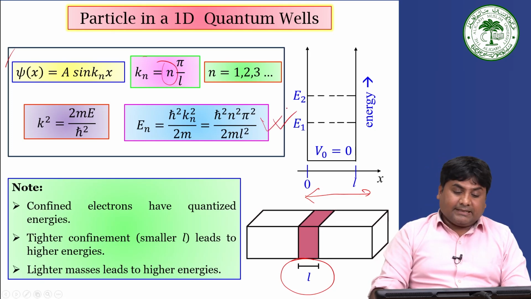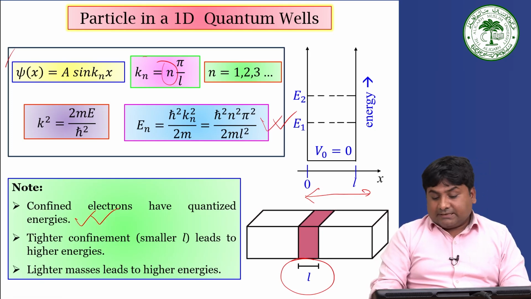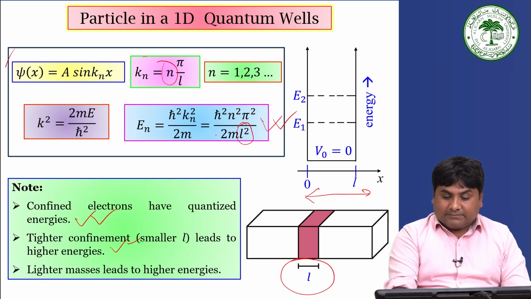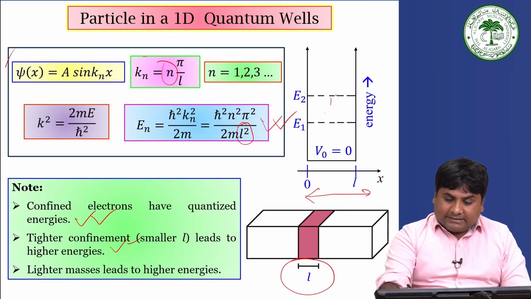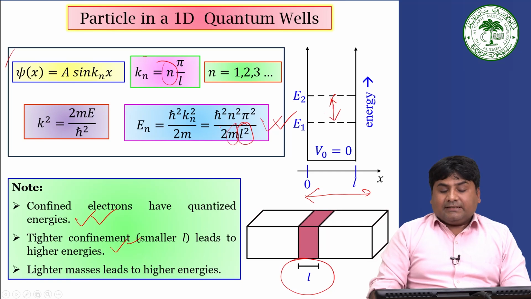You have to note here that confined electrons have quantized energies. The first point is that confined electrons have quantized energies in the quantum wells. The second is the smaller L. That means when the length is small, what will happen? That leads to higher energies, so the gap between the energy levels will be higher. One more parameter: lighter masses also lead to higher energies. If the mass is small, you get more gap between the energy levels.